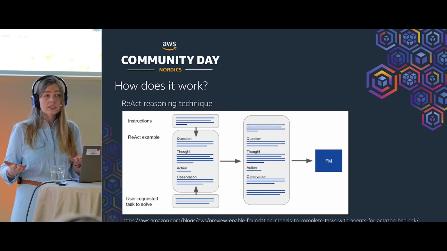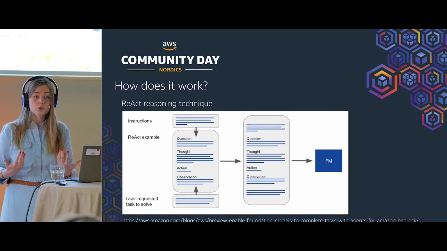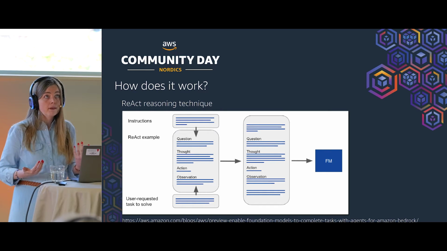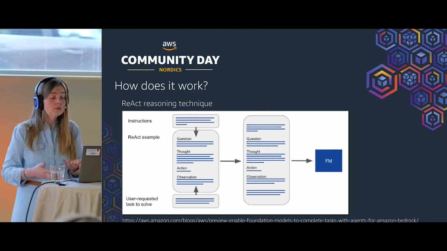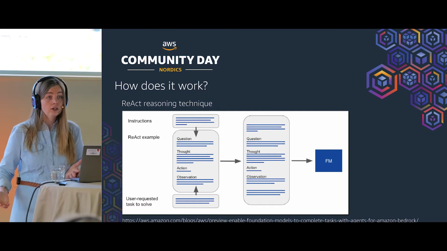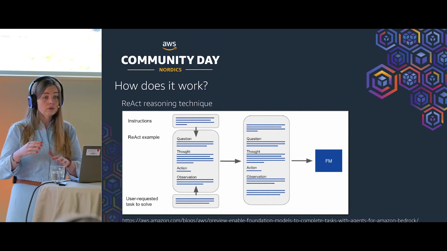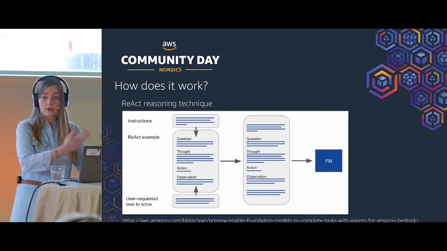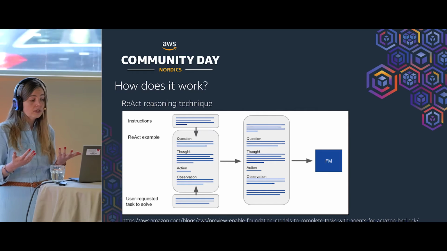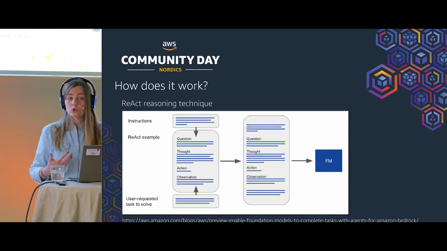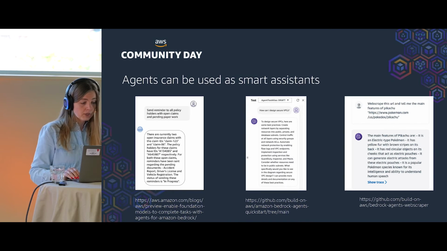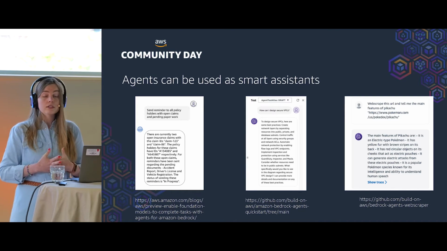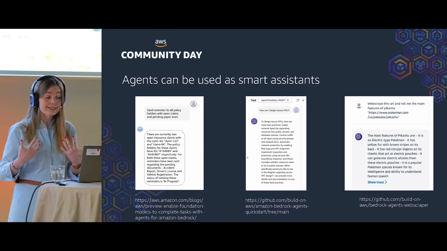If you think about it, it's pretty similar to how we humans would deal with tasks. For example, if I ask someone of you to find out information about AWS Community Day Nordics this year, you would probably Google it, find a website, read some information, summarize it and provide it back to me. So it is similar to what an agent would do. This gives us an ability to use agents as smart assistants.